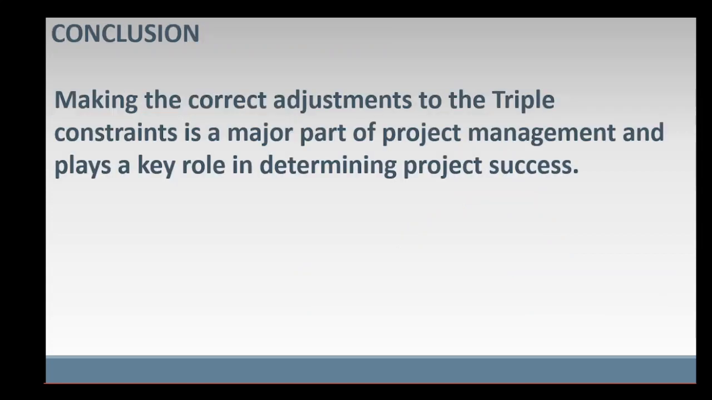In conclusion, if you change any one of the triple constraints, there must be a proportional change to at least one of the other two constraints. Otherwise, quality will suffer. Making the correct adjustment to the triple constraints, scope, cost, and time, is a major part of project management and plays a key role in determining project success.